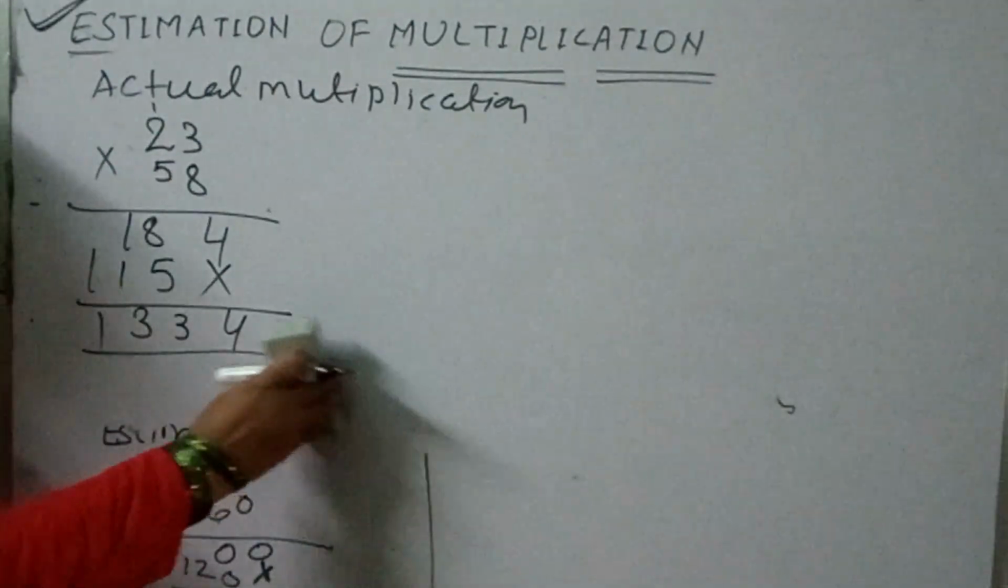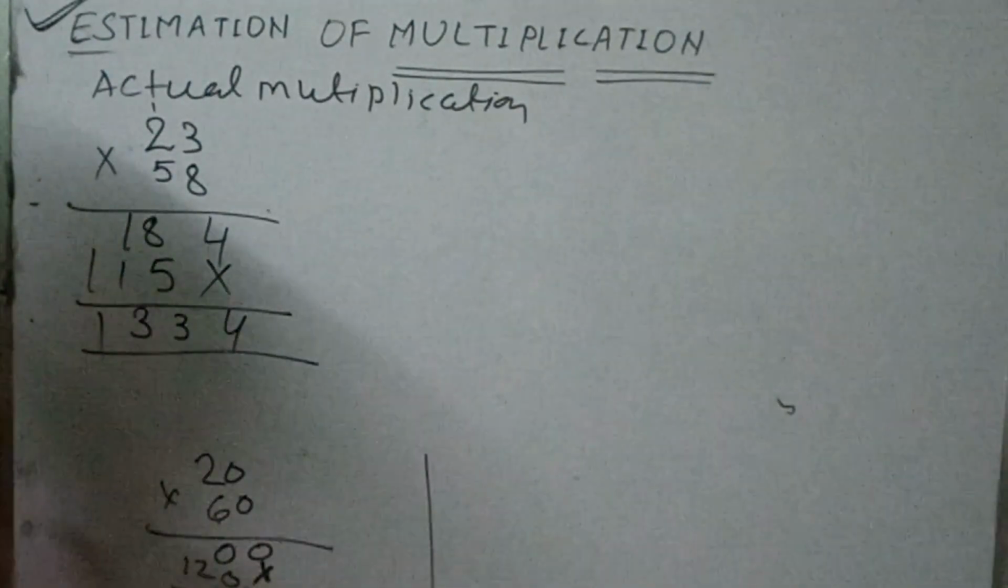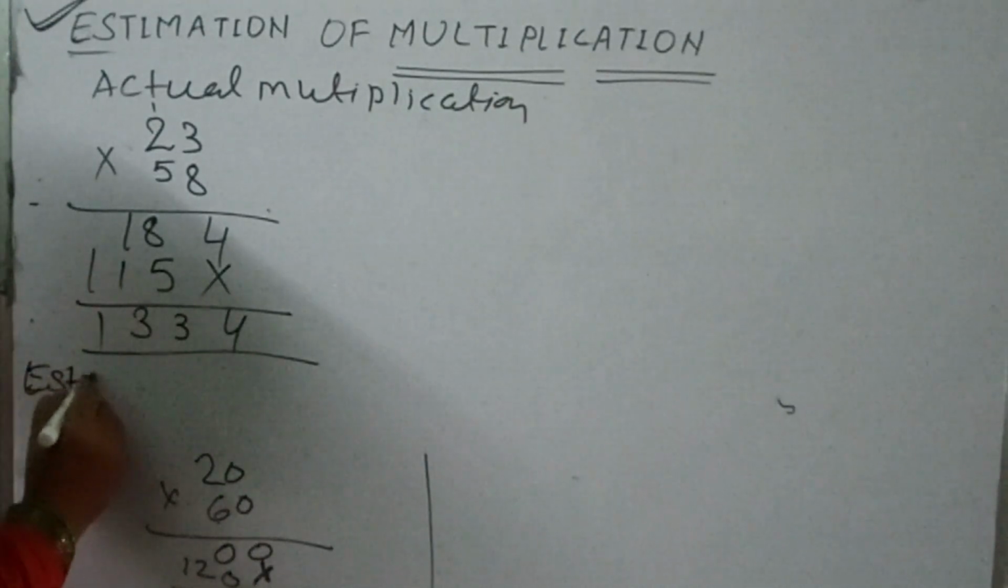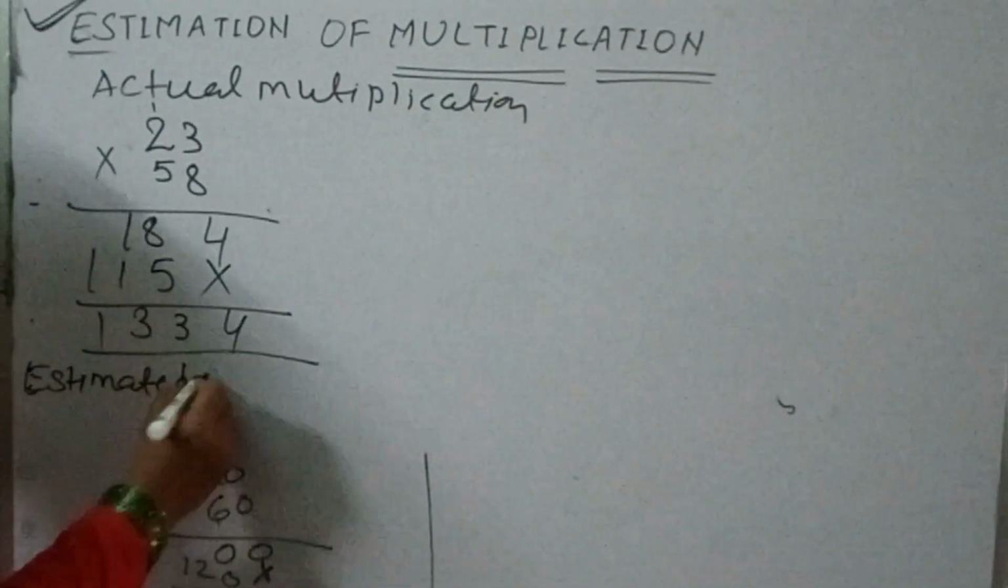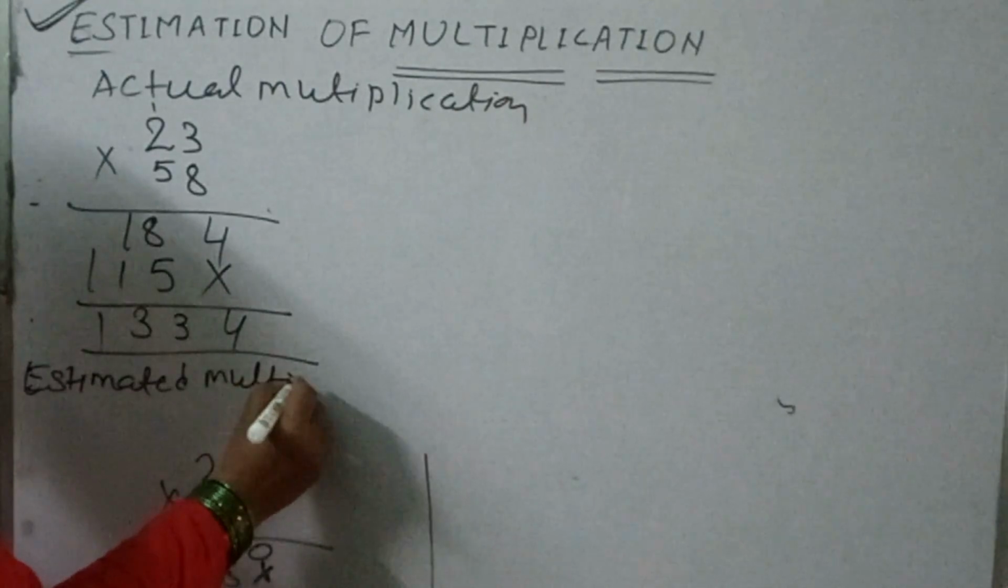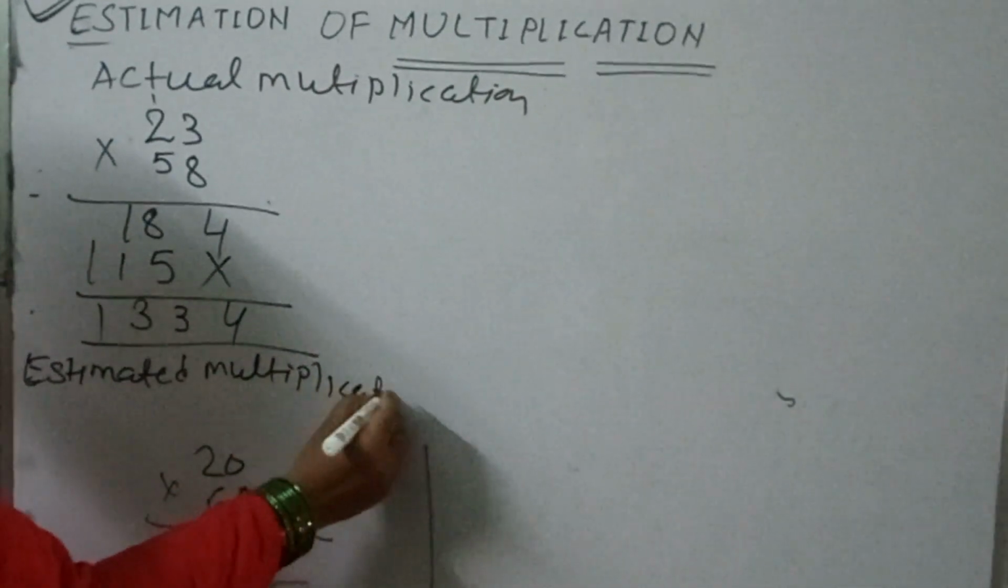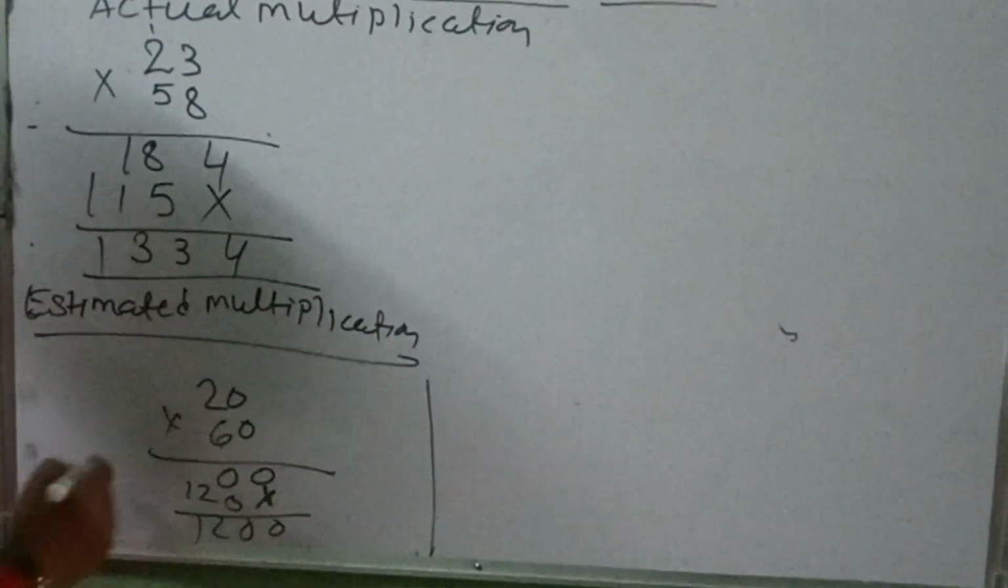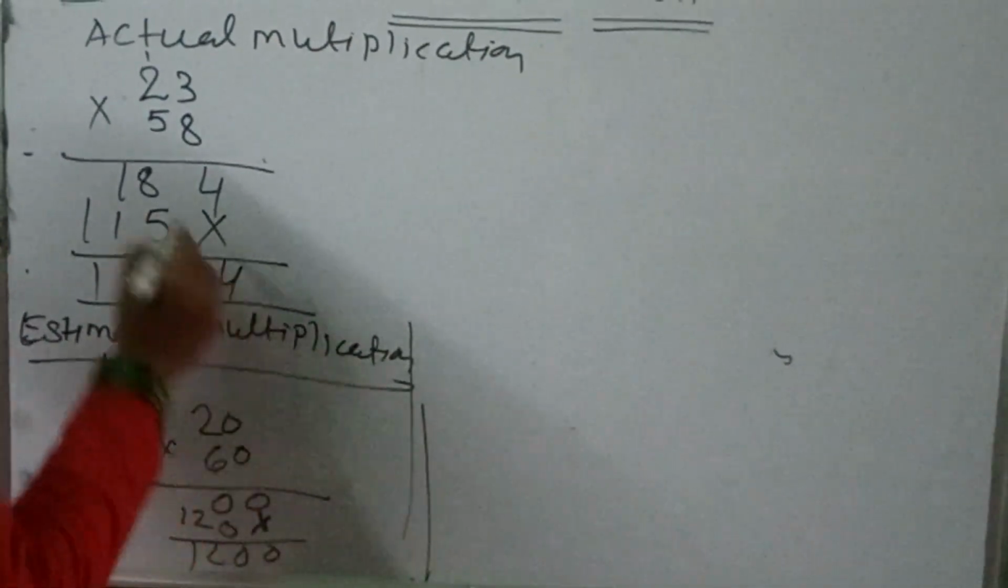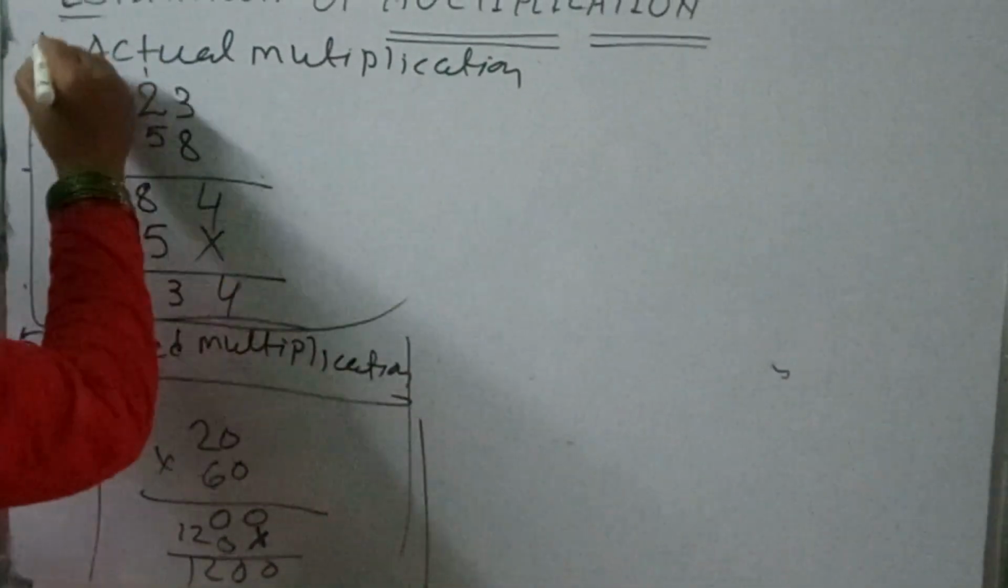This one is the estimated multiplication, and this one is the actual multiplication.